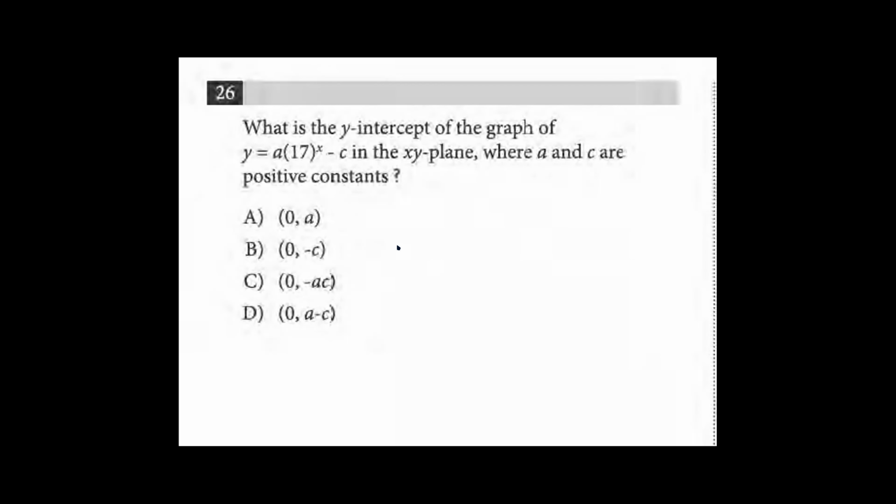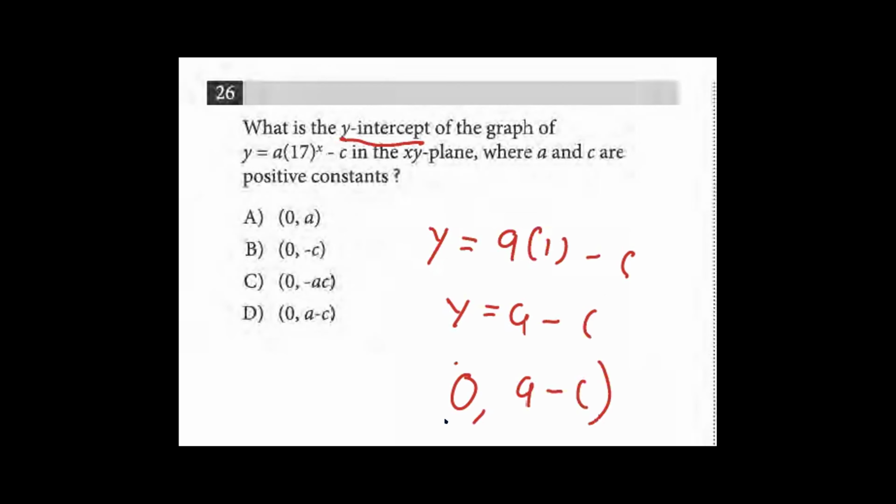Okay, so for question 26, what is the y-intercept of the graph y equals a times 17 to the power of x minus c, where a and c are positive constants? Well, in this case, the y-intercept is when x is 0, so we can just substitute that into the equation. We get y equals a times 17 to the power of 0. Anything to the power of 0 is just 1. So we just have a times 1 minus c, y equals a minus c. So we have x is 0 and y is a minus c, which is answer choice D.